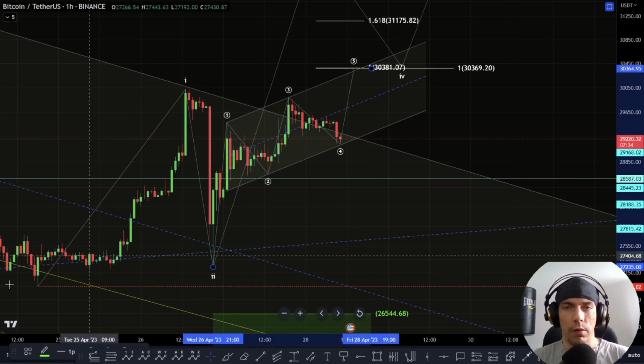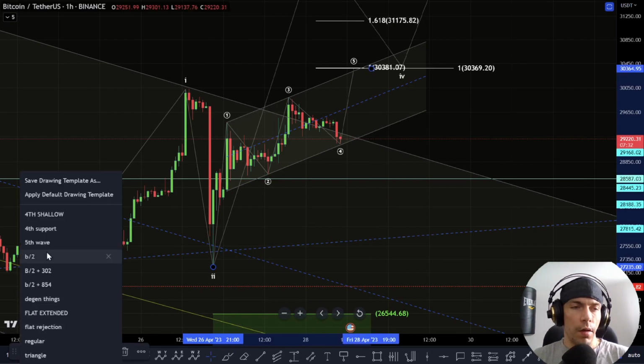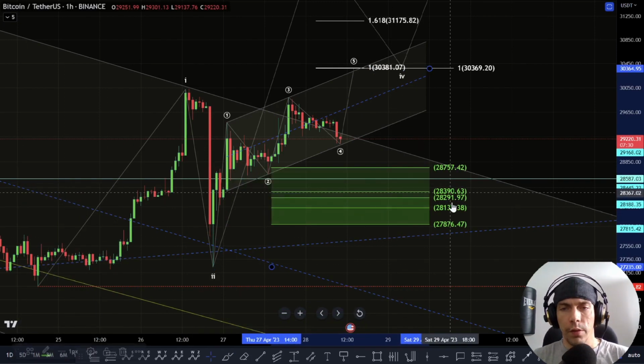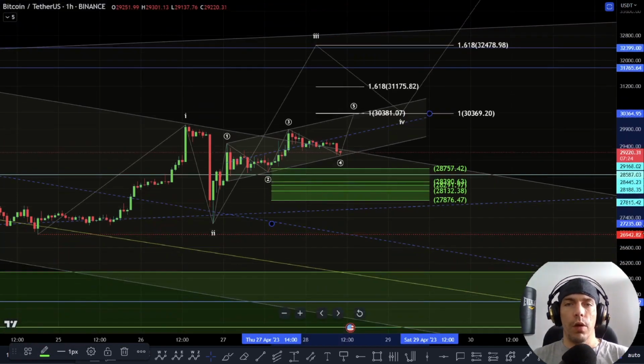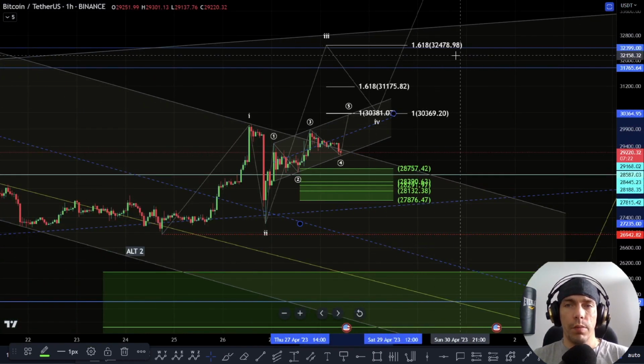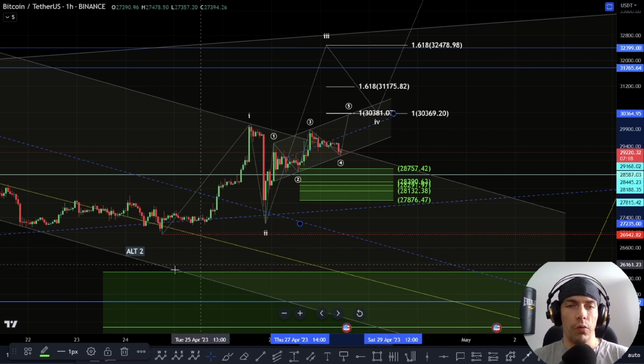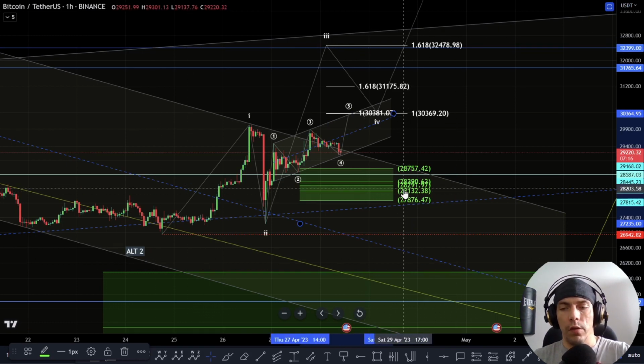And I'm just going to go into that same area there. It could still look to find support above this 27,876. So this would be looking for continuation to the upside, but really only by breaking above this 32,478 would we have more confidence within this move.